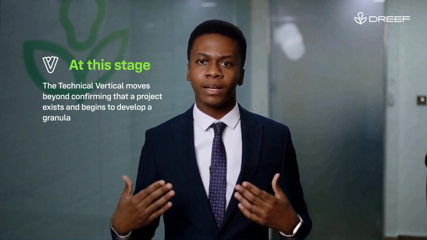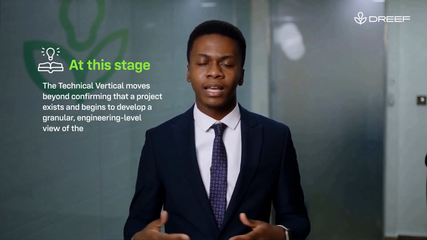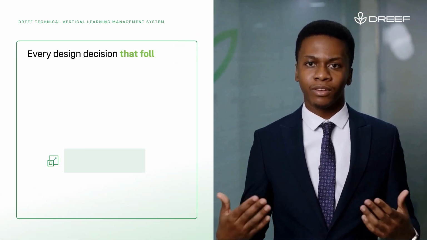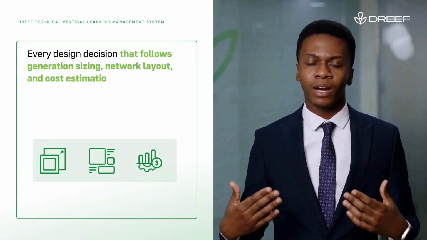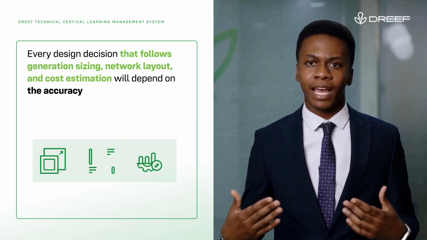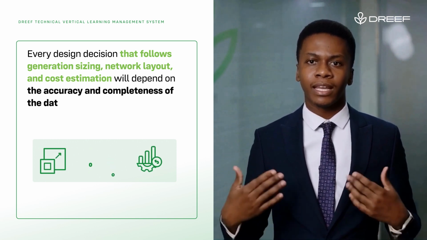At this stage, the technical vertical moves beyond confirming that a project exists and begins to develop a granular, engineering-level view of the site. This is where assumptions are replaced with measured realities. Every design decision that follows, generation sizing, network layout, and cost estimation will depend on the accuracy and completeness of the data collected here.